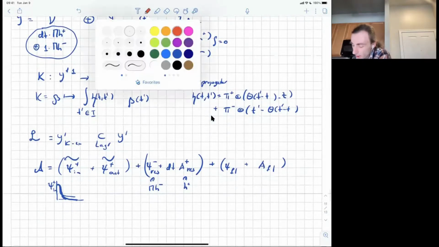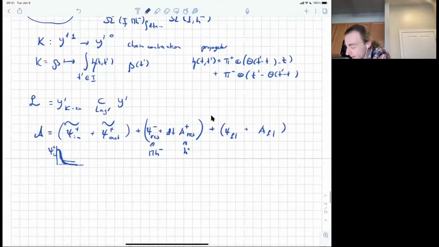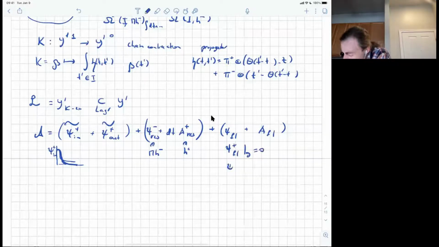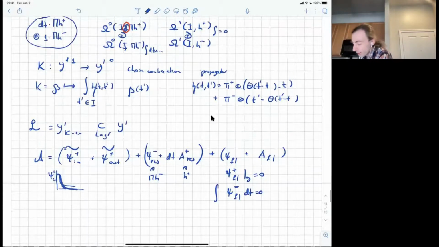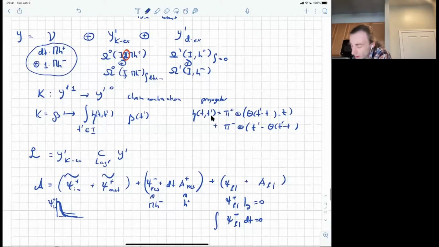So this means that my psi is an odd scalar, and its plus component vanishes on the boundary. Its minus component should integrate to 0. So psi plus fluctuation on the boundary should vanish, and the integral of the psi minus component should be 0. Those are the conditions. And there's also this A fluctuation, but actually it's killed by going to the gauge fixing Lagrangian.